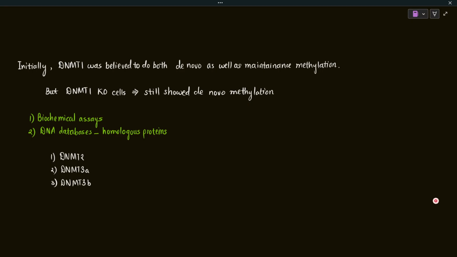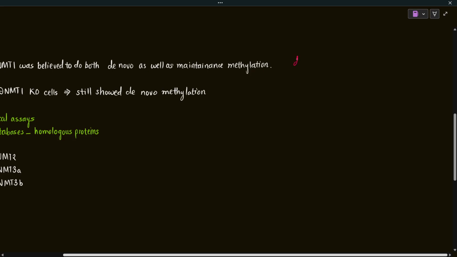Okay, so initially they thought that DNMT1 is the only DNA methyltransferase owned by the cell. And they also believed that it does both de novo methylation as well as maintenance methylation. So let's first know what de novo methylation and maintenance methylation are. De novo means new, while maintenance methylation. There are two types of methylation.